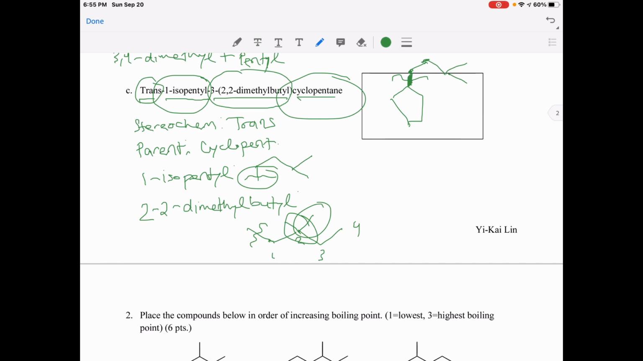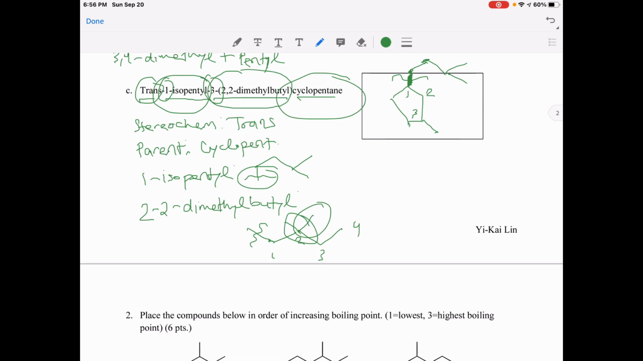So now that we have the first substituent down, let's add the second substituent. So let me just erase this. Oh no, okay, let me try it again. So let's go ahead and draw our next substituent. Since this is 1 isopentyl and 3 2,2-dimethylbutyl, this would be our first carbon, second, and then our third.